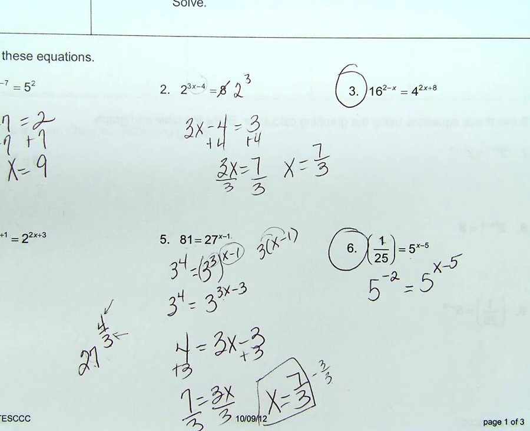Now we just do the exponents, right? Can I say it out loud? Sure. I'm not going to write it down, but you can say it out loud. Would it be negative 2 equals x minus 5? Yes. Okay, I got it now.